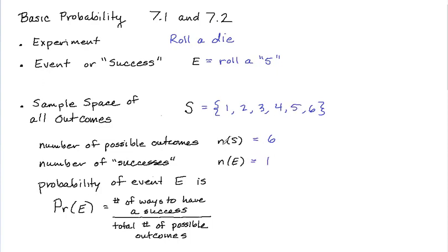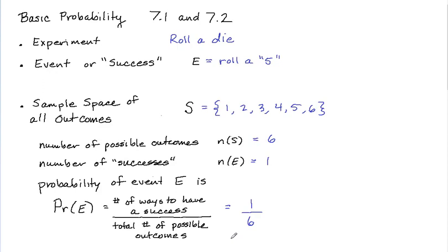And again, the N of S and N of E, that's the number. You're counting how many successes. Then the probability of event E, so the probability of rolling a 5, is the number of ways to have a success. There's one outcome that was considered a success out of the total number of possible outcomes, which was 6. So the probability would be 1/6.